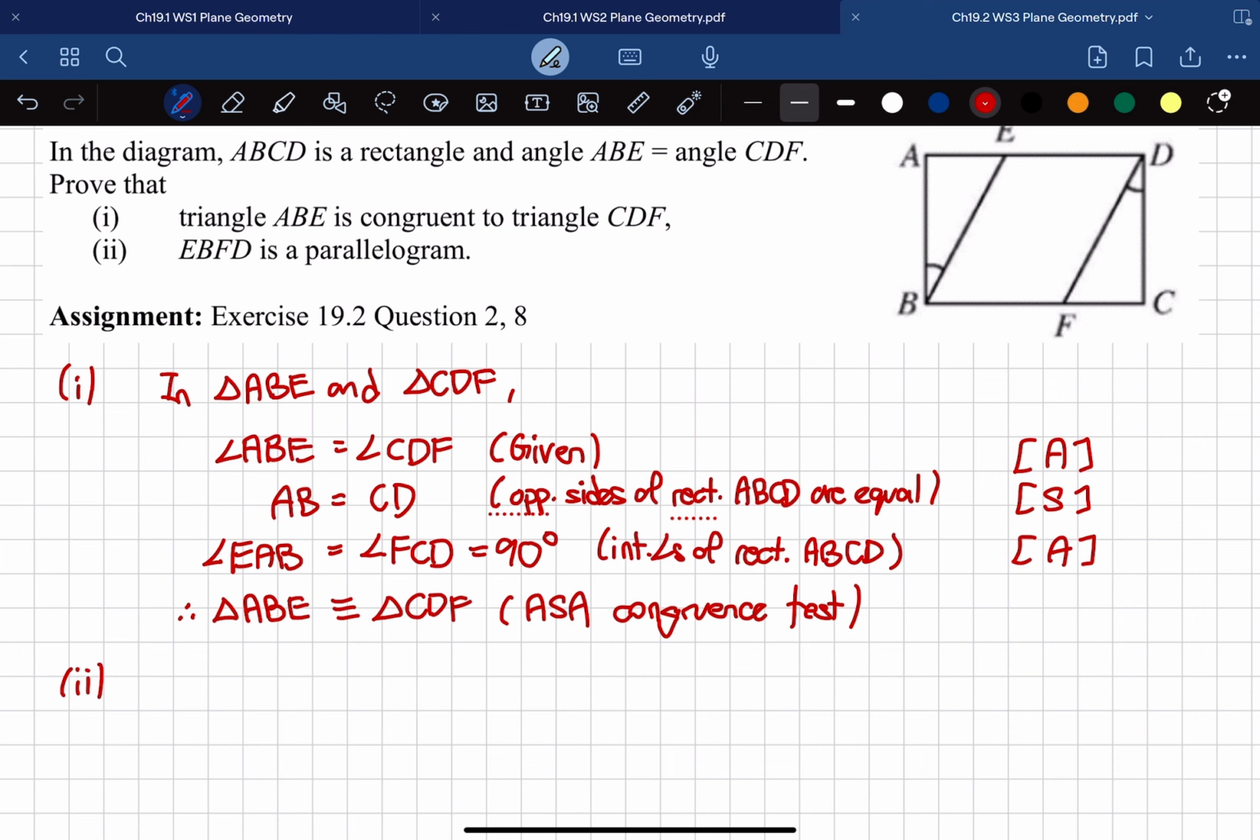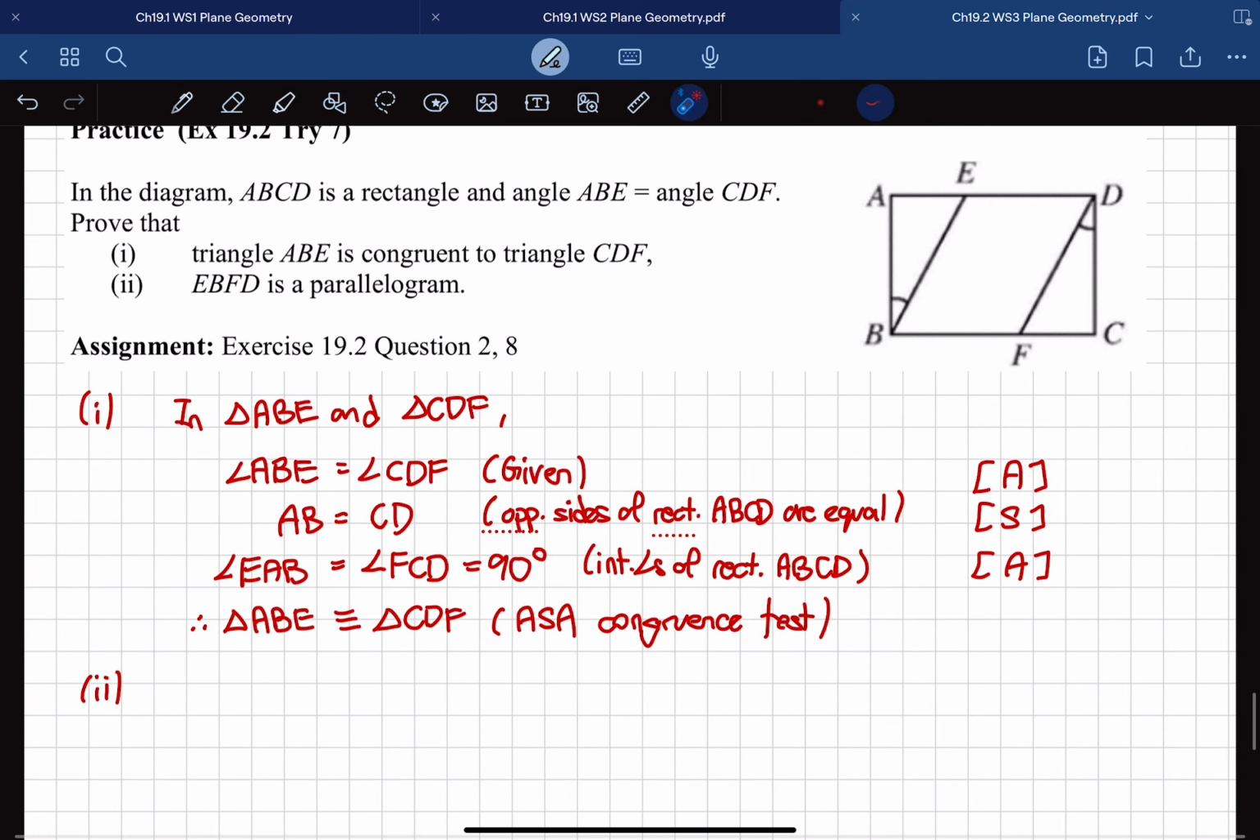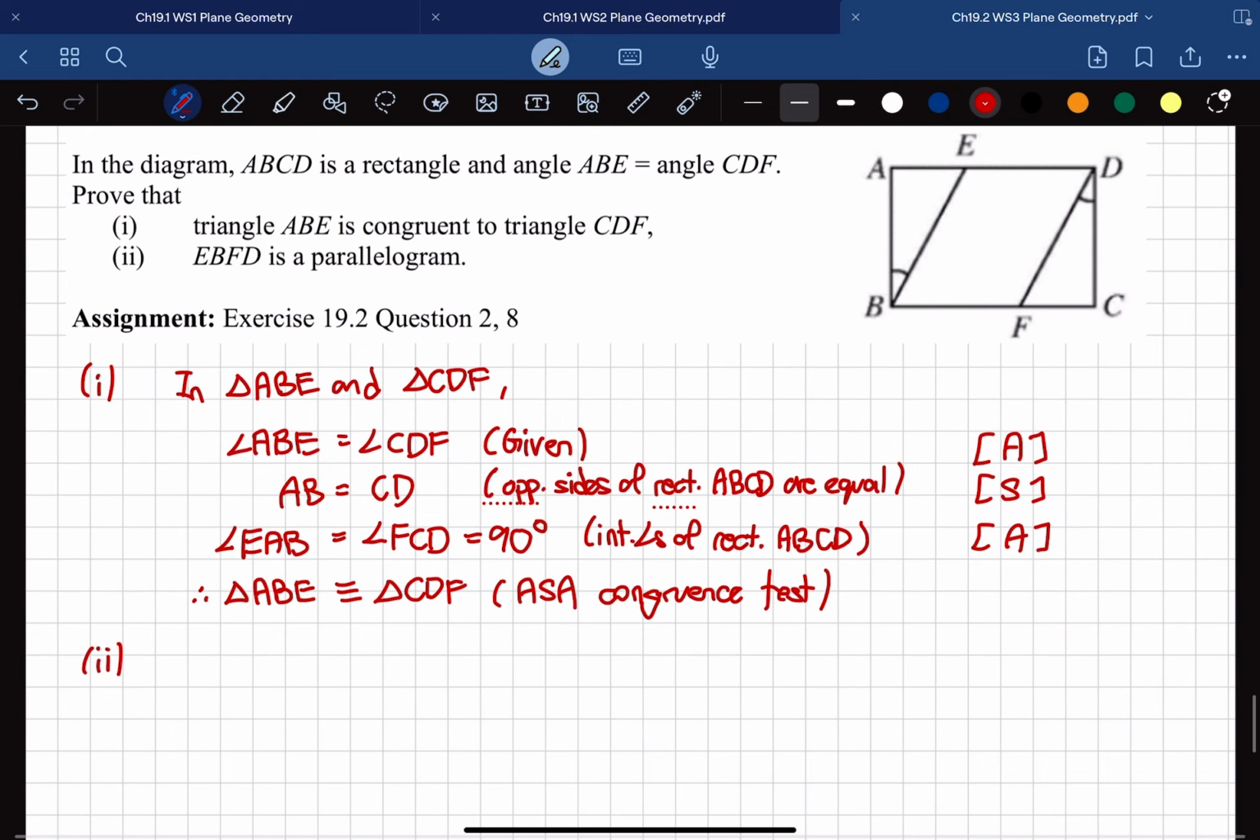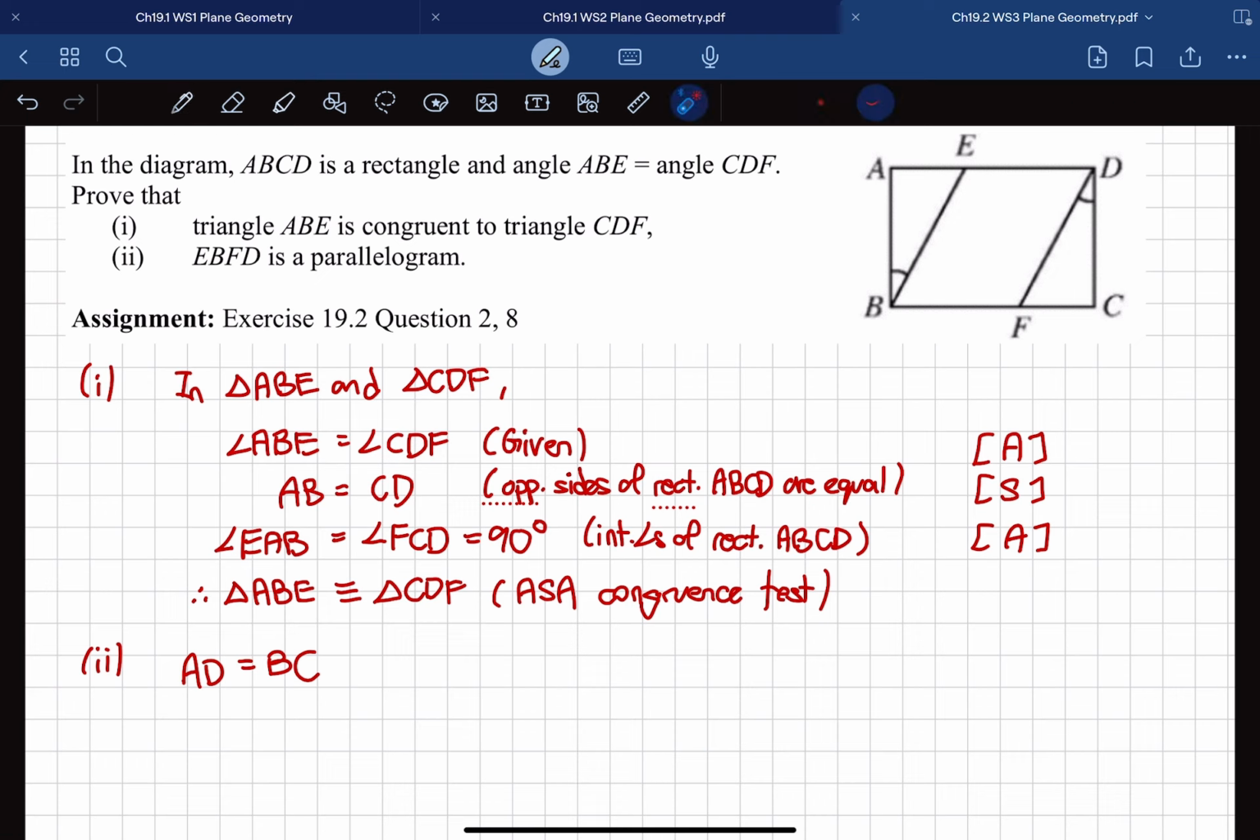Part 2 now, I'm supposed to prove that this entire shape EBFD is a parallelogram. So how to do this proving? I first look at it. I know that in this rectangle here, AD is equal to BC. So therefore, we can write that first as a statement. I know that AD is equal to BC. Should be AD equals to BC.